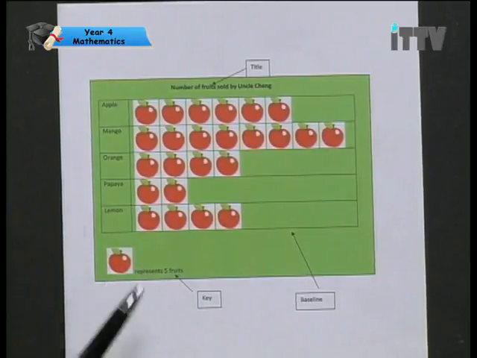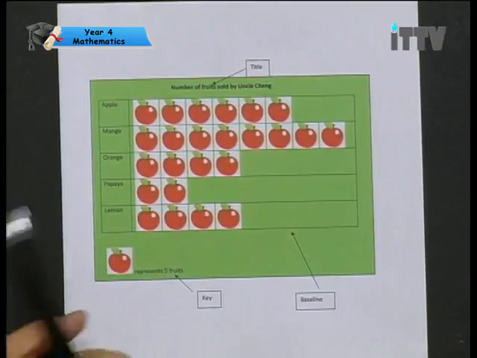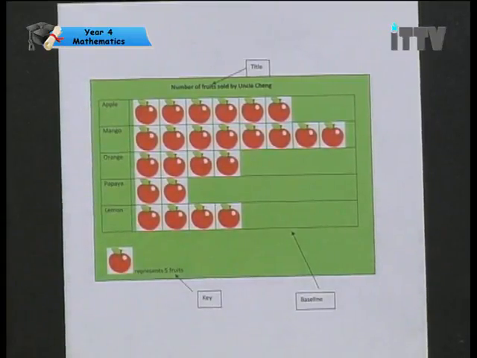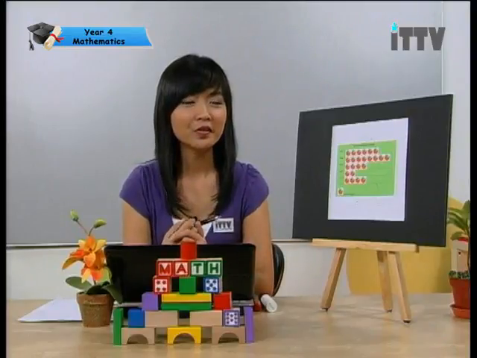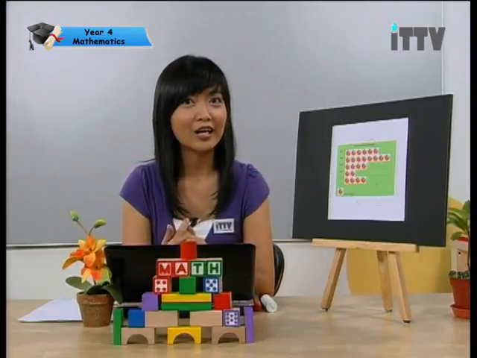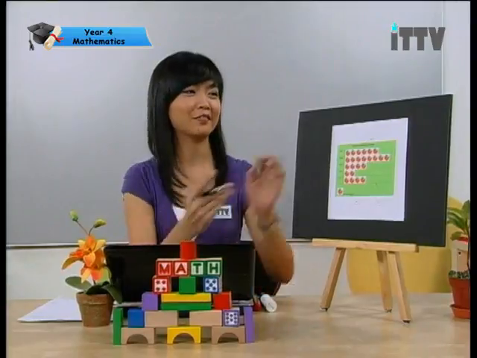Okay? So it's very important for you to take a look at the key, even though it's so small and hidden at the bottom. Alright? I've shown you a horizontal pictograph. Now let's move on to a vertical pictograph.